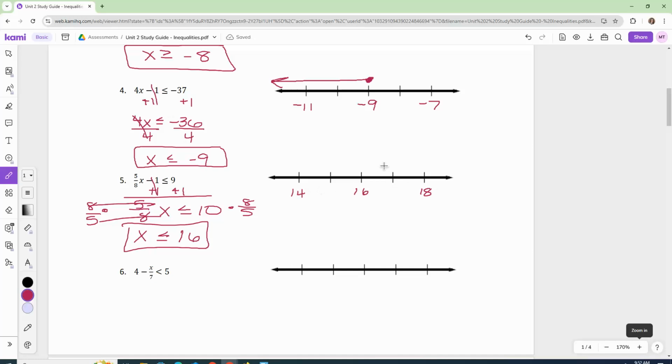Open or closed circle? And going to the left. All right, last one of this first chunk of problems that we're going over.